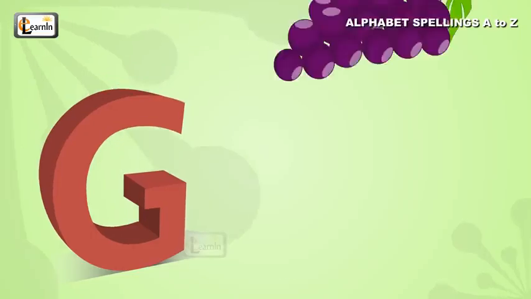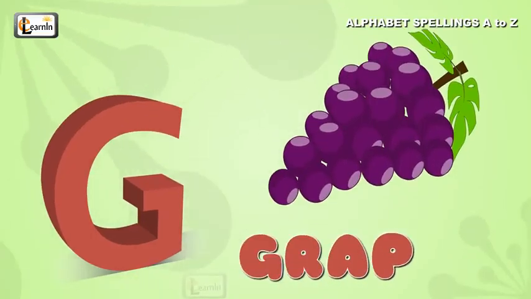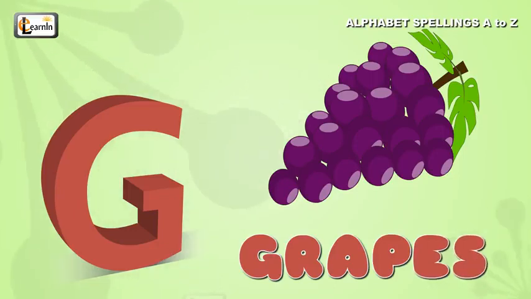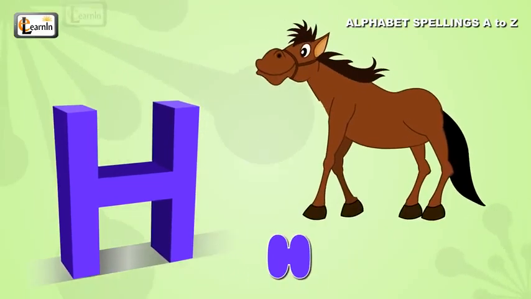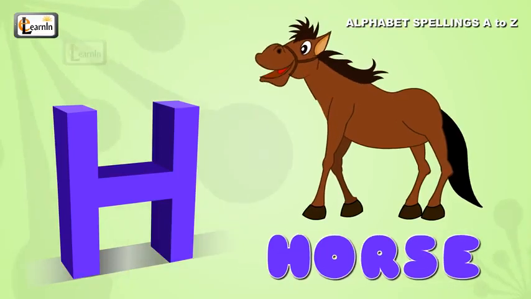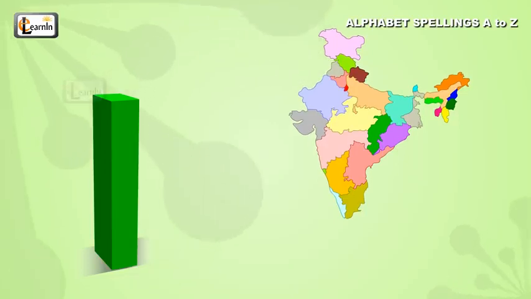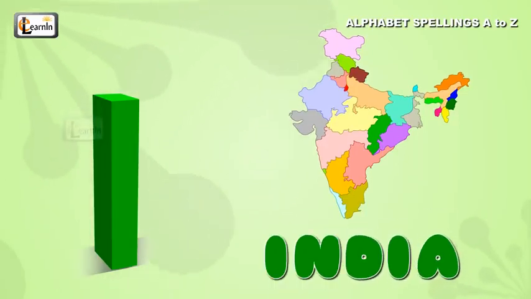G for grapes. G R A P E S grapes. H for horse. H O R S E horse. I for India. I N D I A India.